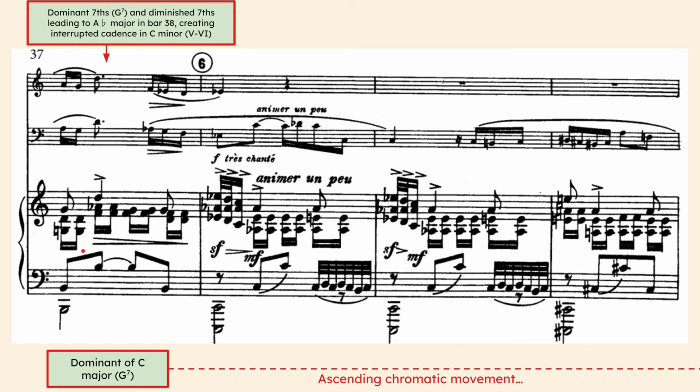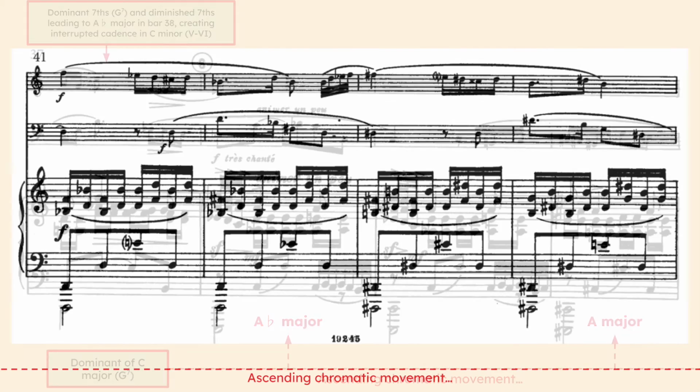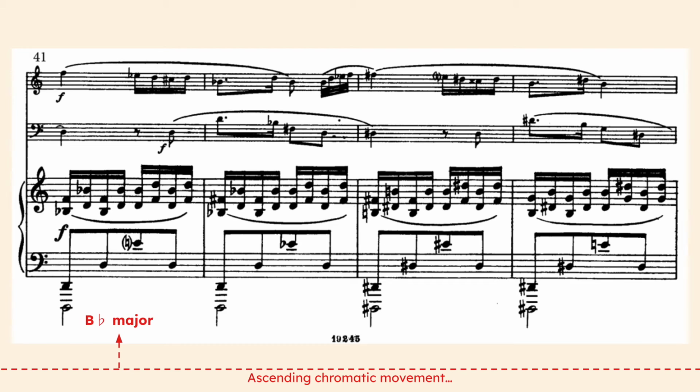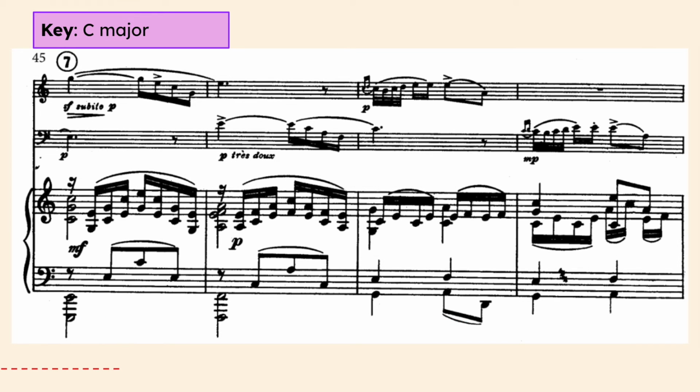So after a G7 chord, we see A flat major in bars 38 to 39, A major in bar 40, B flat major in bars 41 to 42, B major in bars 43 to 44, and then finally a C major chord at bar 45. These chords are all moving up by a semitone.